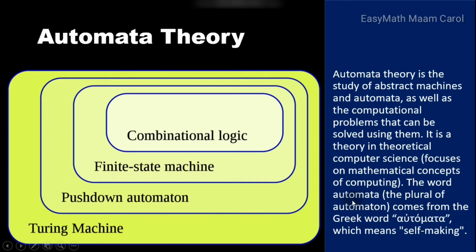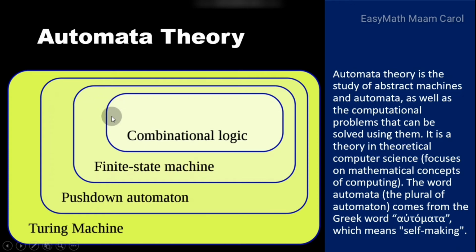So the word automata, which is the plural of the word automaton, comes from the Greek word, ayan, automata yung word na yan, automata. So, Greek letters lang siya, which means self-making. So, ibig sabihin, gumagawa siya ng sarili niya. So, which is actually what machine does. It makes or produces output on its own. As long as tama yung nilalagay mo.